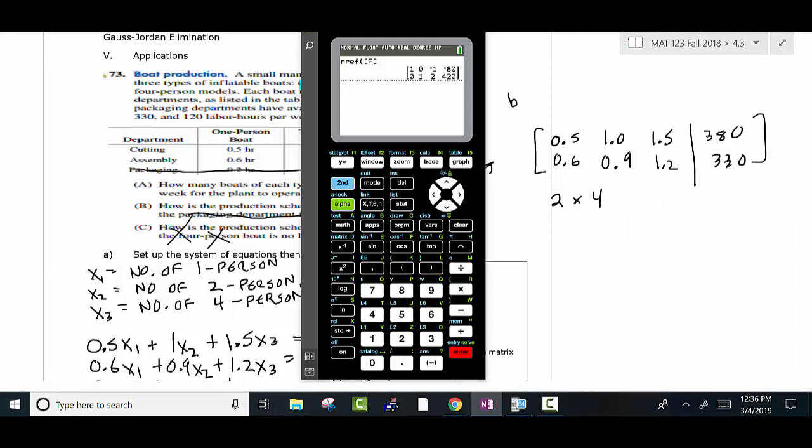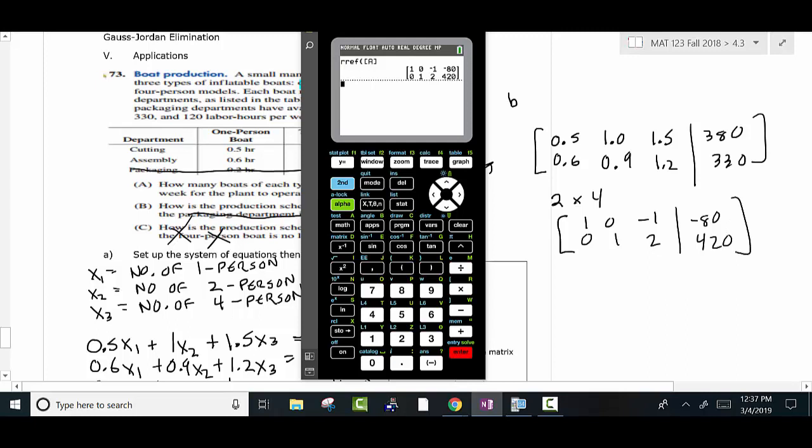Okay, let's just write down what the result is. The result of that would be the matrix 1, 0, negative 1, negative 80, and then 0, 1, 2, 420. Now that's not really a reduced row echelon form. So what you're going to do is get an equation from this. This first row, you want to write down what that means. That means x1 minus x3 is equal to negative 80. And then the second row is just going to be x2 plus 2x3 is equal to 420.